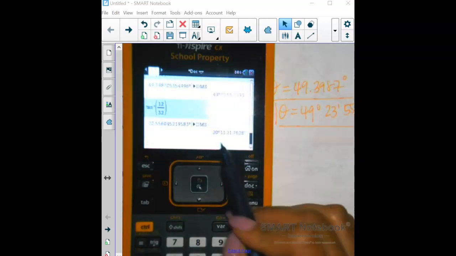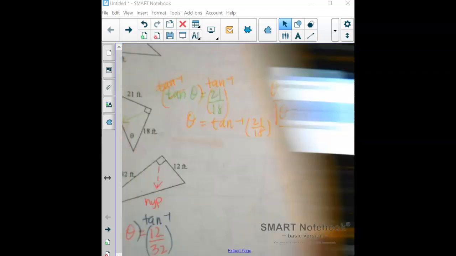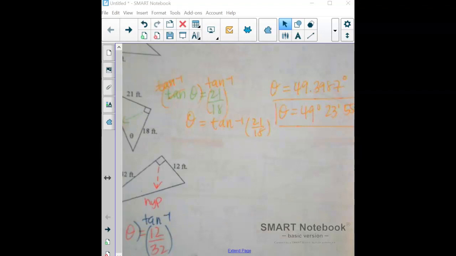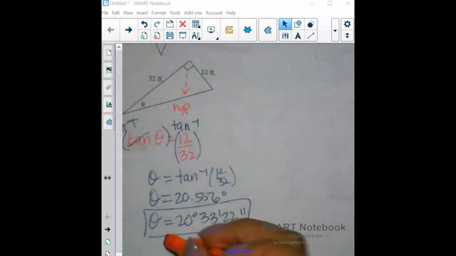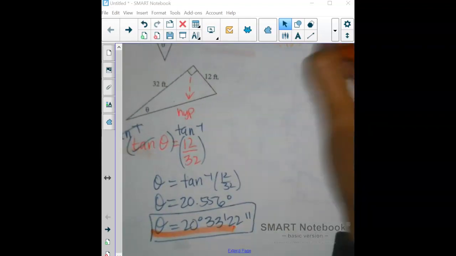So we're going to have 20 degrees, 33 minutes, and 22 seconds. This should be your answer. I'm going to underline the other one too.